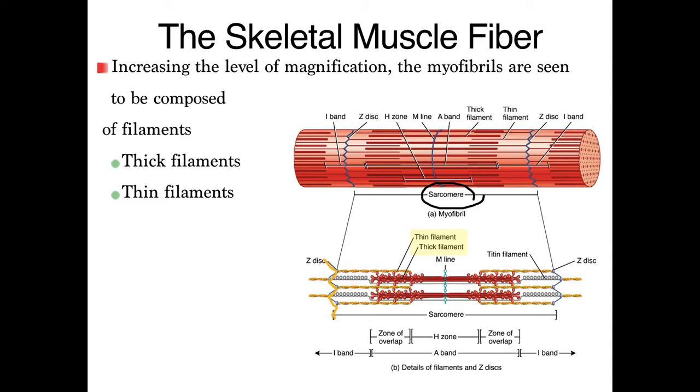The sarcomere has an H zone, right? So this H zone here represents the area where you just have thick filament. Here we see a stack of thick filament. There's no thin filaments there. So H zone: just thick, no thin.